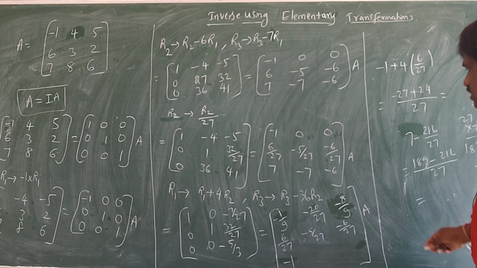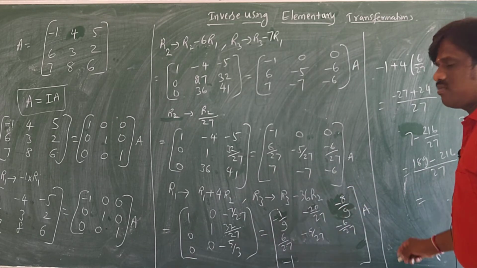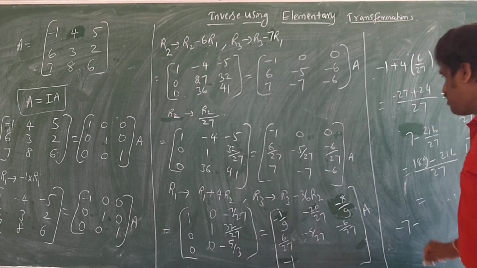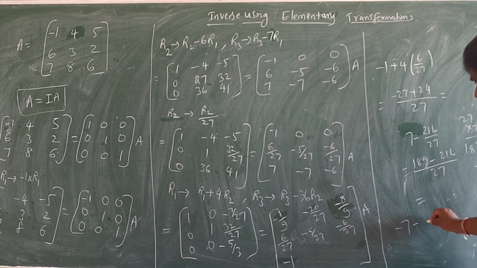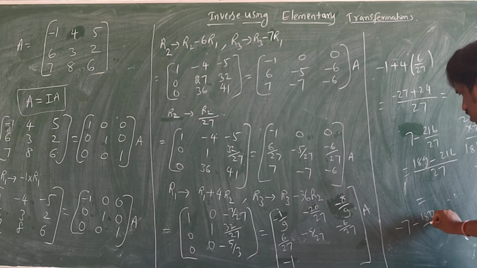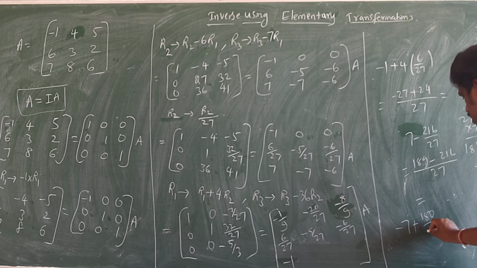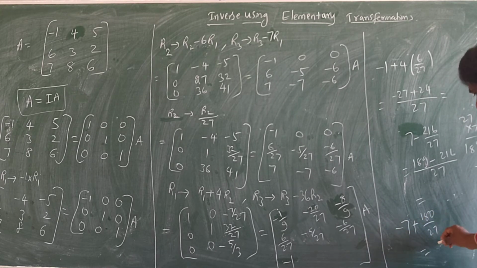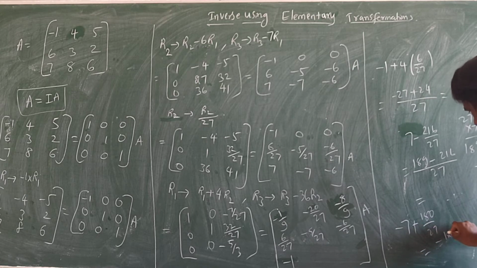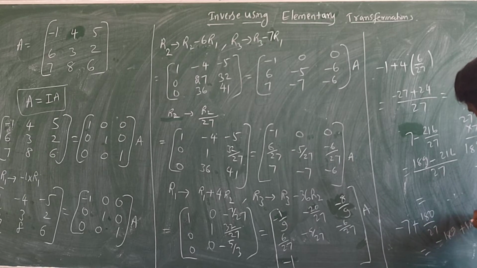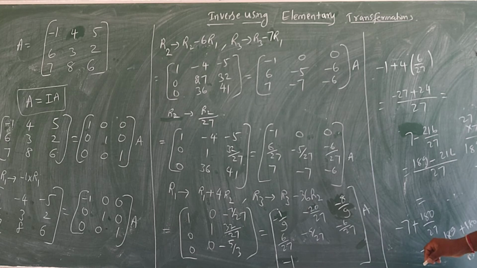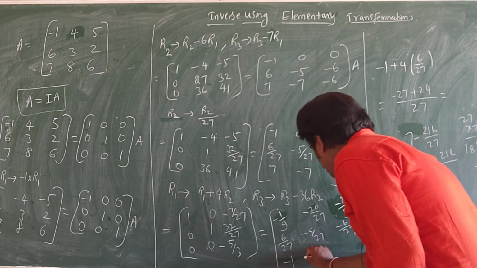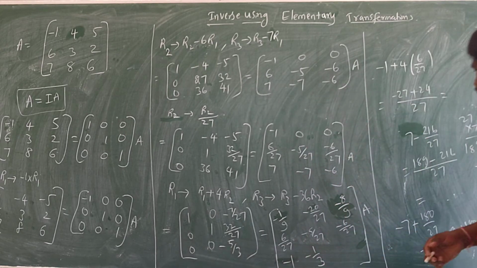Fast. Tell fast. See, minus 7 minus 180 by 27, plus 180 by 27. Sure? Yes. Now next here 189. This I get minus 189 plus 180. That's minus 9 by 27, minus 1 by 3. Minus 1 by 3. Next.